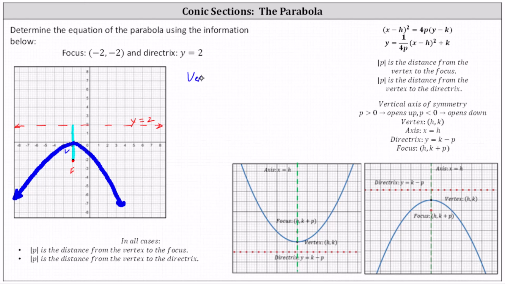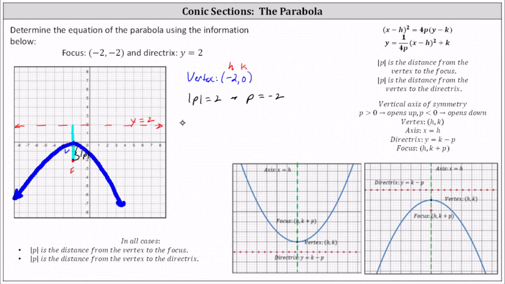Again, in our case, the vertex is the ordered pair (-2, 0), which indicates h equals -2 and k equals 0. The absolute value of p is still the distance from the vertex to the focus, this distance here. Notice the absolute value of p in this case equals 2. However, because the parabola opens down in the direction of the negative y-axis, p is -2, not positive 2. This is all the information we need.